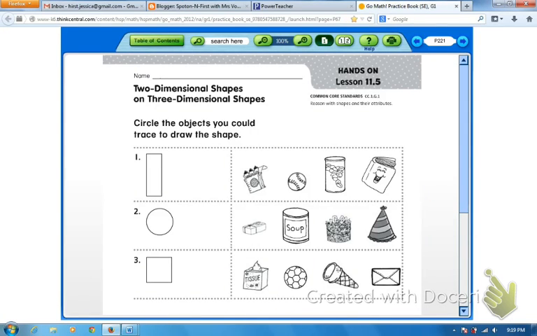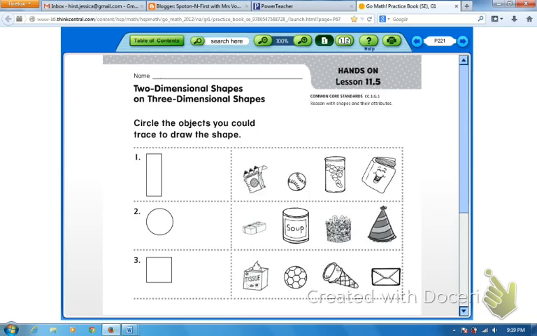For lesson 11.5, we are talking about two-dimensional shapes on three-dimensional shapes. And our question is what two-dimensional shapes do you see on the flat surfaces of a three-dimensional shape? So if we are to look at each one of these three-dimensional shapes, and we were to lay them down on a piece of paper and trace, that's what we did in class, we traced around the flat surface and pulled it off. We wanted to see which two-dimensional shapes make up the three-dimensional.